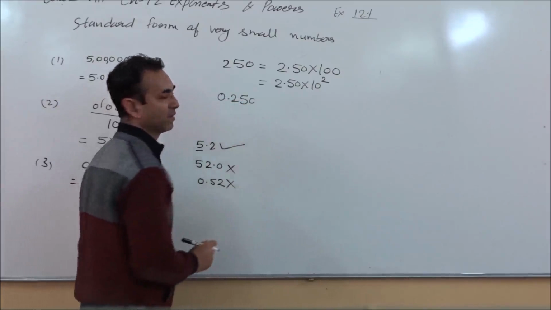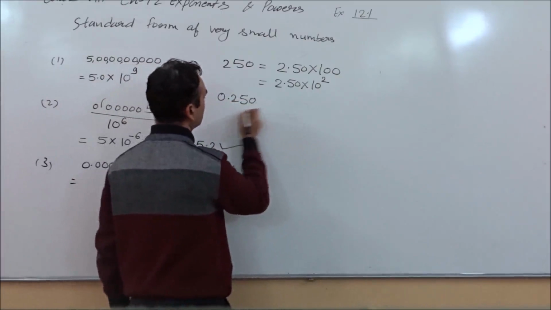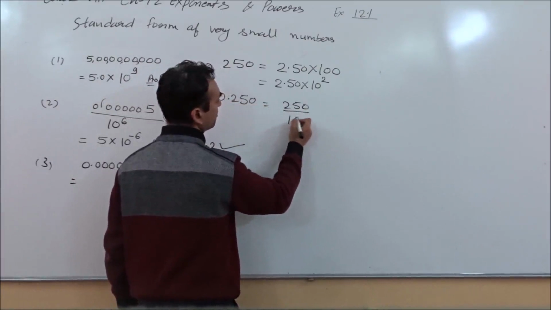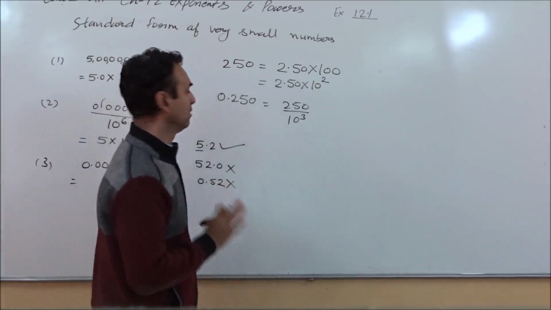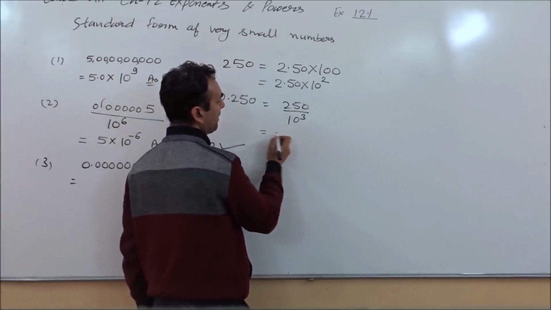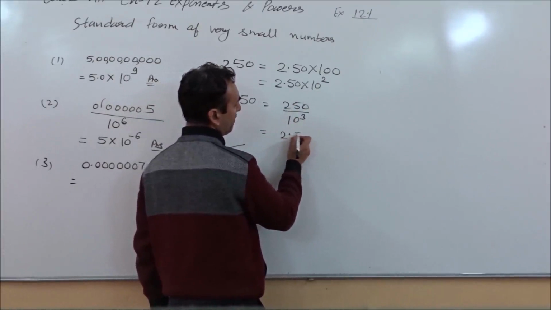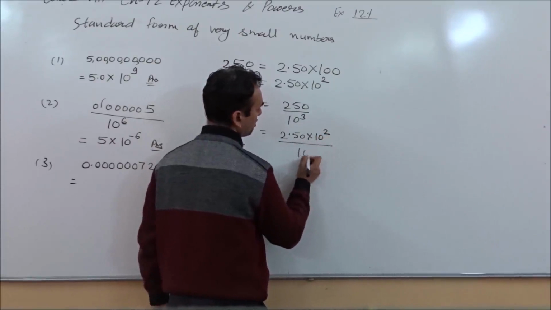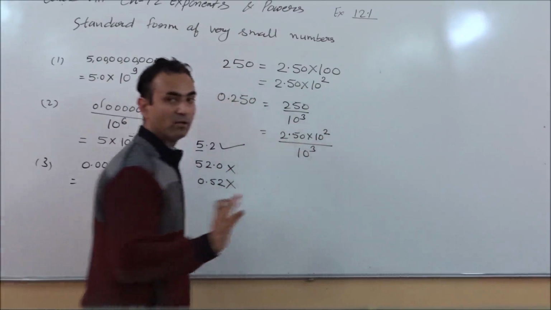Suppose the point is here, okay? So what do you write here? You will write 250 upon 10 raised to the power 3. Correct? Now you should not write 250 like this. You have to write 2.50 into 10 raised to the power 2 upon 10 raised to the power 3. It is already here. I have not changed anything.